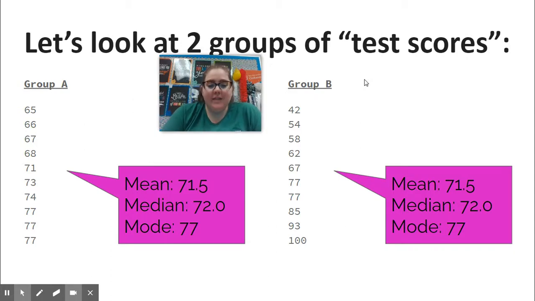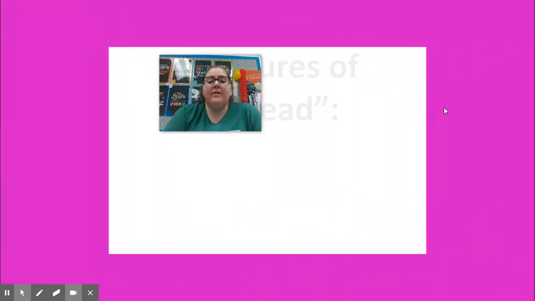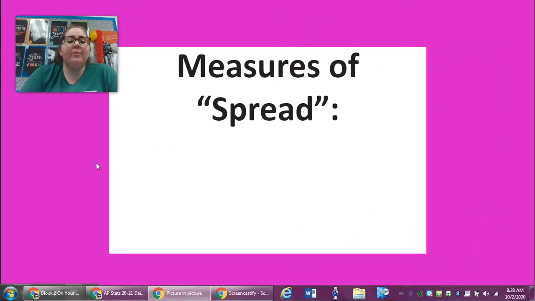There are differences in those 2 groups of data, and it has nothing to do with the center or the average or what's typical. It has to do with the spread. So measures of spread are a really important part. We also call this variability. It's an important part of statistics because we cannot just look at the center and what's average and what's typical. We have to look at how spread out the data is. That's going to tell us a lot about what's going on.